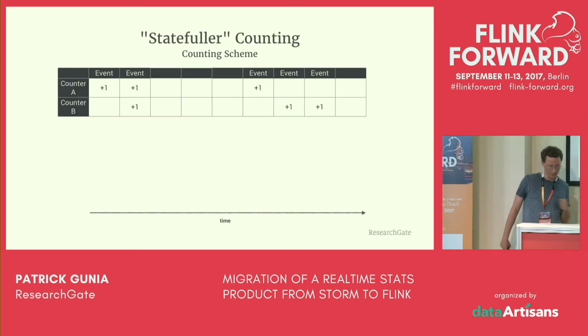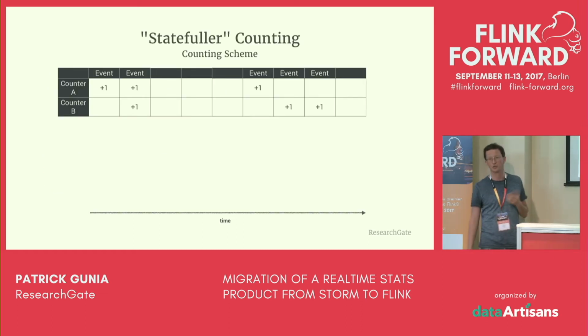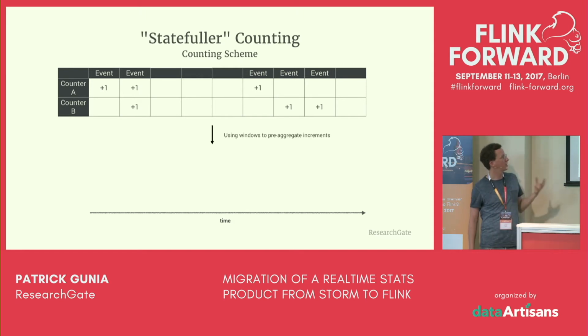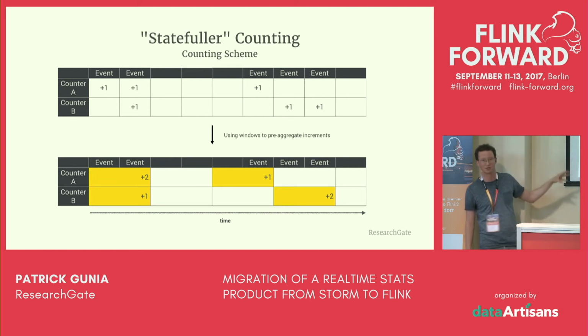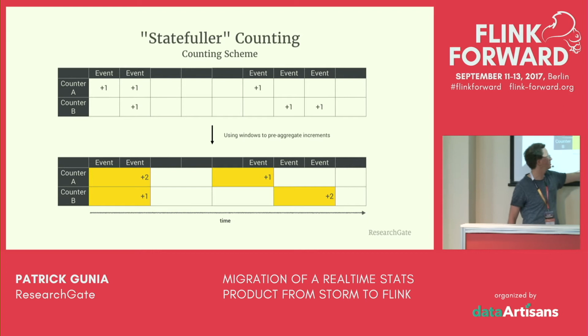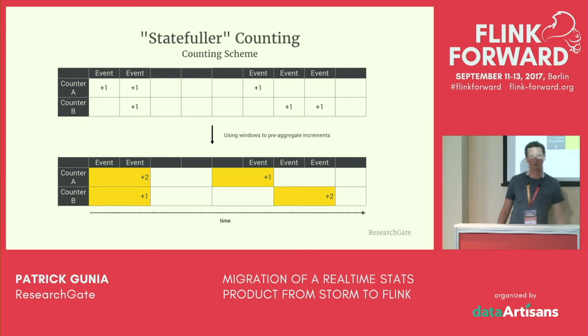So let's take a look at the counting scheme and how it changed. That was the original one that we did in Storm, that we also did in our baseline implementation in Flink. Now we added this window to pre-aggregate our increments. So the counting scheme changed. Instead of doing those +1, we now wait for the window size and do a +2 and a +2 down there.